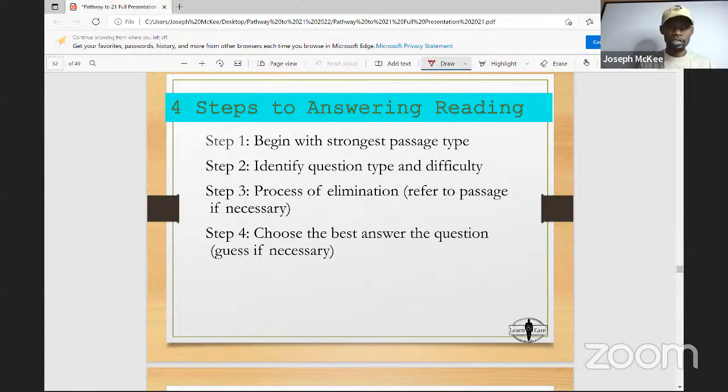So what is that? How does that look? How do you position yourself? Step 1, always begin with your strongest passage. As you practice, you're going to be able to figure out which passage type you're getting the most questions correct. Once you identify it, that's the passage you want to start with. And so that may be passage 3 when you get to the test. Go to passage 3. Make sure you answer those questions first.